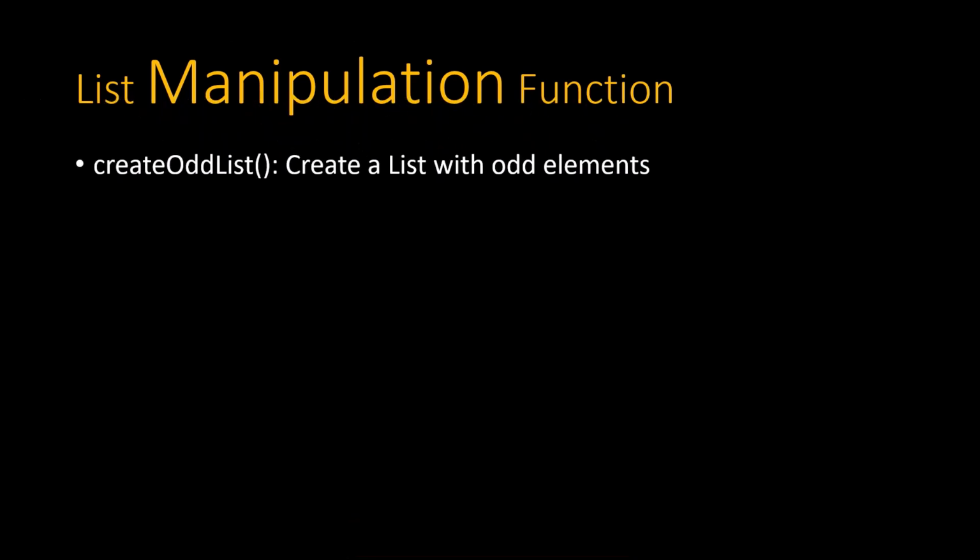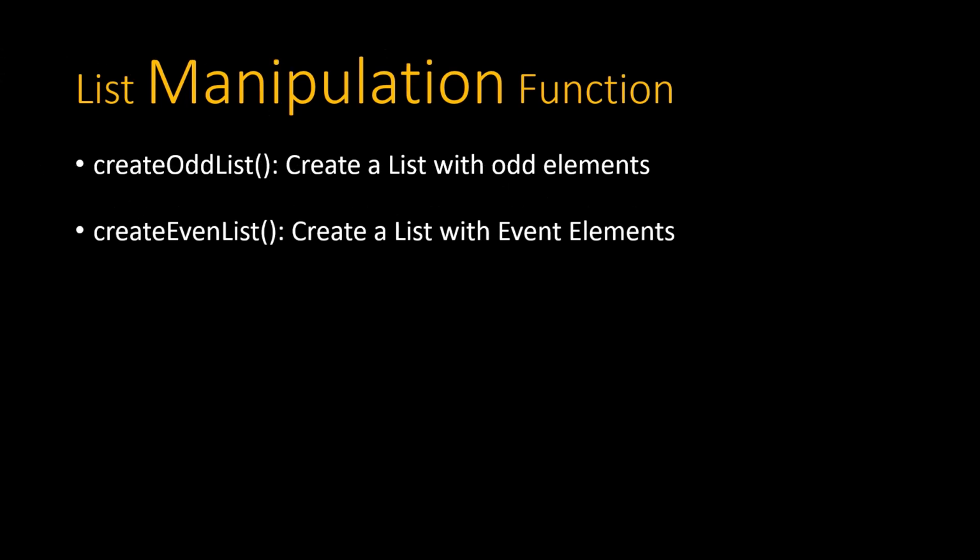First function is create odd list. If we have an existing list, we can filter elements from it. All the odd elements will be inserted into a new linked list and returned. Similarly, even list. We can create a new list with even elements and return it.